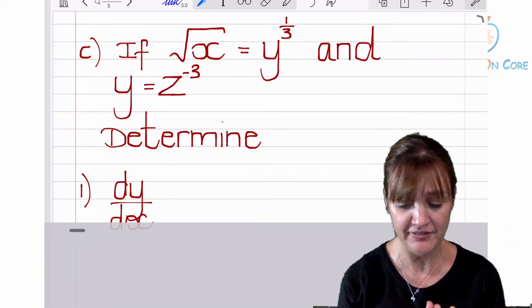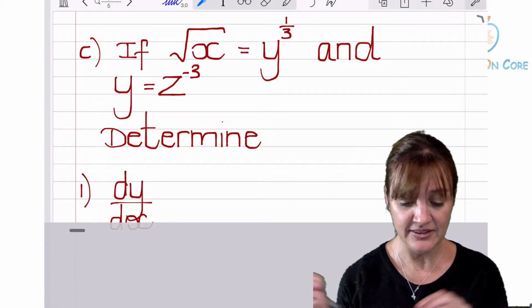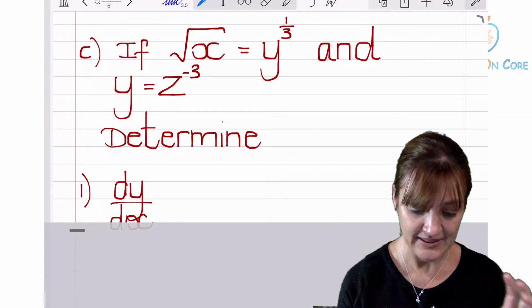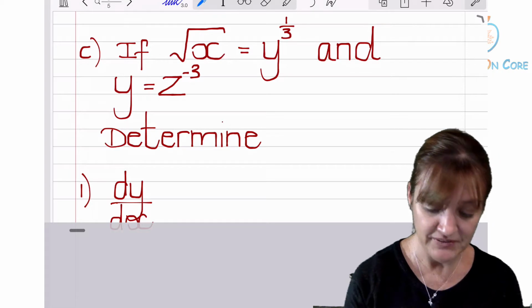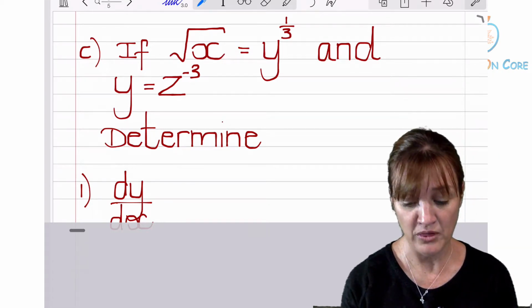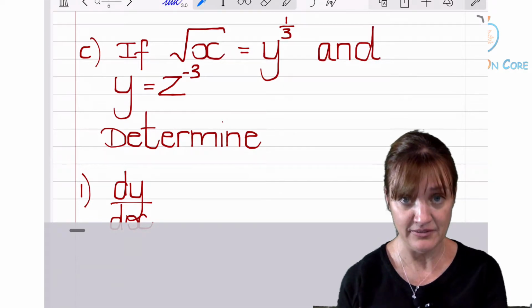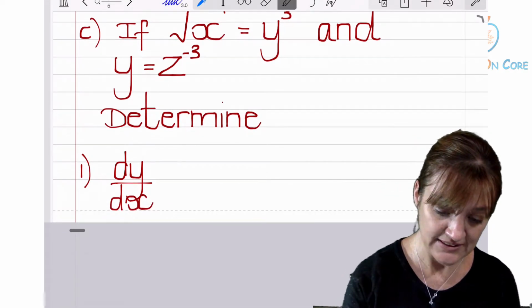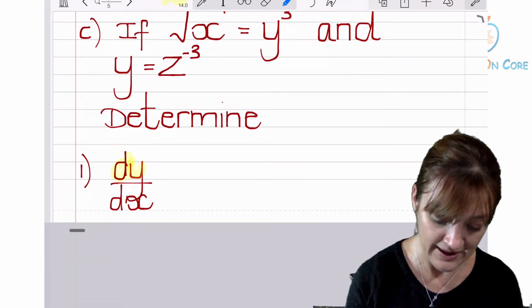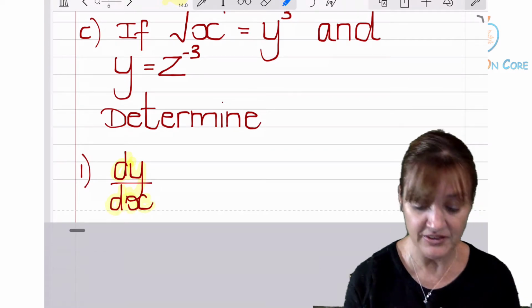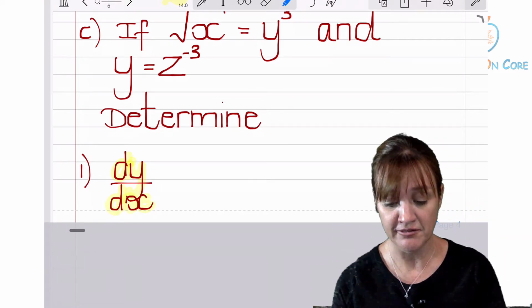Last question quickly over here. This one is nice because it just plays around with notation a little bit. They've given me the root of x, which is equal to y to the power of 1/3. And they've also given me that y is equal to z to the power of negative 3. Now the first question says determine dy over dx. So I'm looking for the derivative of y in terms of x.